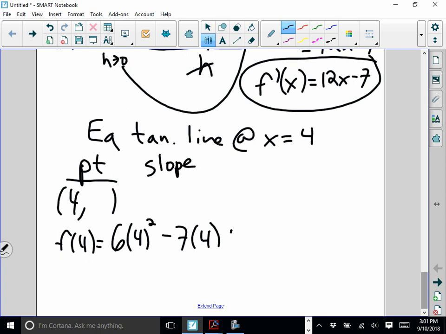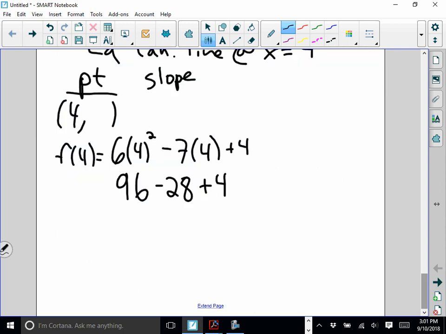4 squared here is 16. 16 times 6 is 96. Minus 28 plus 4. 96 minus 28 is what? 68. Plus 4 equals 72. So I know the y part of my point is 72.